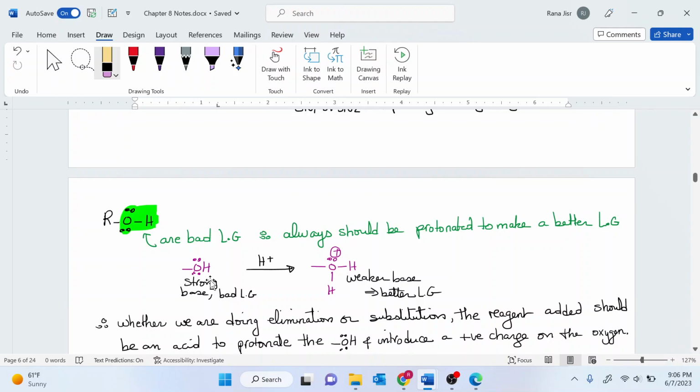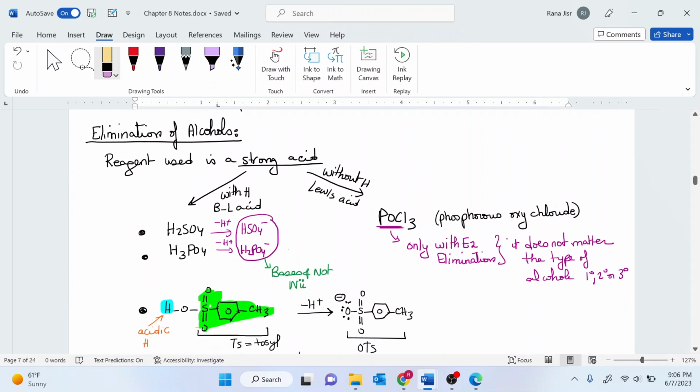The weaker base of the OH is water. Throughout this chapter, we're going to see that not just water is a weaker base. Any form of an oxygen with a plus charge is considered to be a good leaving group and a weaker base. So let's start with the elimination of alcohols. There are two types of reagents that we're going to use for elimination. Elimination is different from substitution, and the reagents that we use for elimination are completely different from the reagents that we use for substitution.